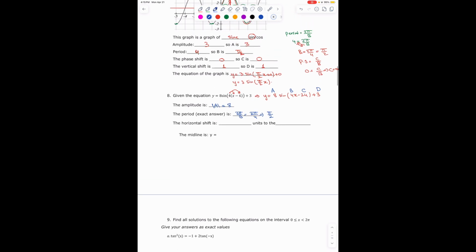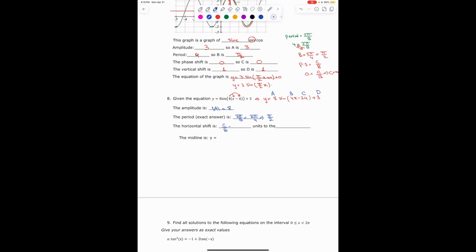The amplitude, this is A, so the amplitude is the absolute value of A, which is basically 8 in this case. The period is 2 pi over B, which is 2 pi over 4, and that will lead to the period pi over 2. The horizontal shift is c over b, and from the equation we have c is 24 and b is 4, so the phase shift is 6, so it's going to move 6 units to the right.